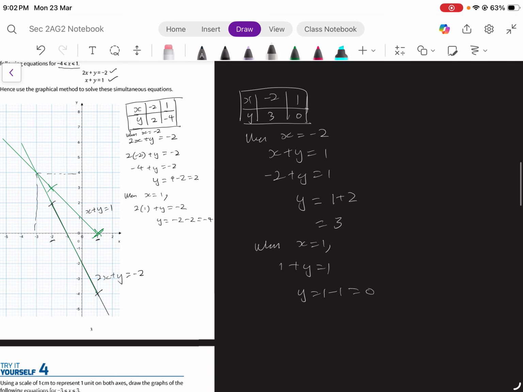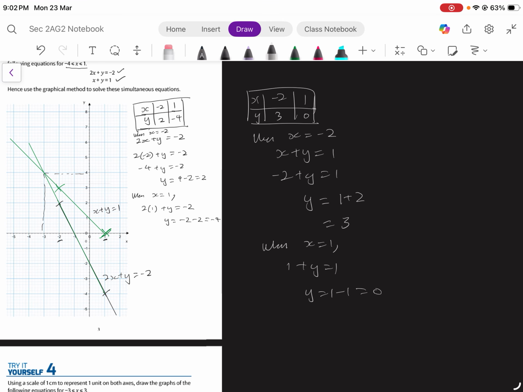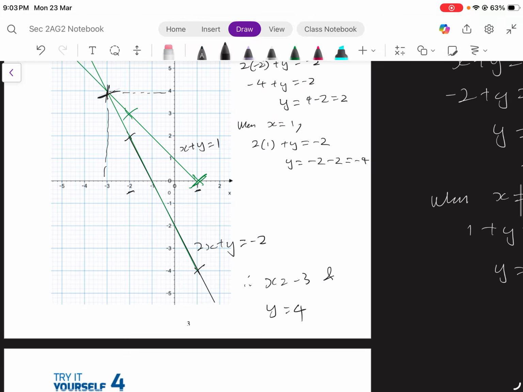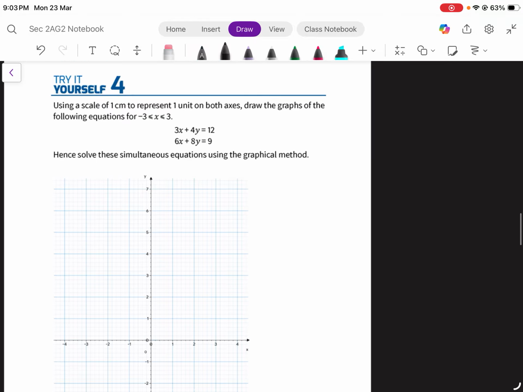Okay, so based on this intersection, the values of x and y that we are looking for are x equals minus 3 and y equals 4. Right? Because for a simultaneous equation, we are looking for one x, one y. So this is how you solve simultaneous equations through graphical methods. Quite easy, right? Just a bit tedious. Okay, so we're going to do the next one.